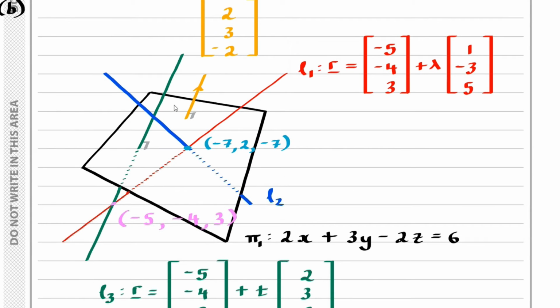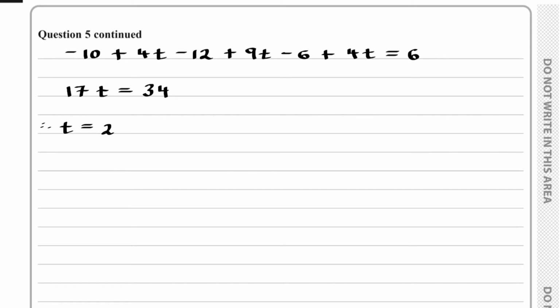So the line L3 meets the point of intersection with pi 1 when t equals 2. And what I can do is find out what this point over here is, where L2 and L3 intersect, and that will be double the 2, because from here to here is t, so double that value will tell us then that the line L3 meets the line L2 when t equals 4. That's double the 2.